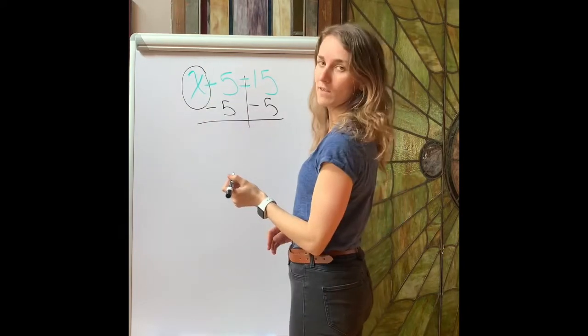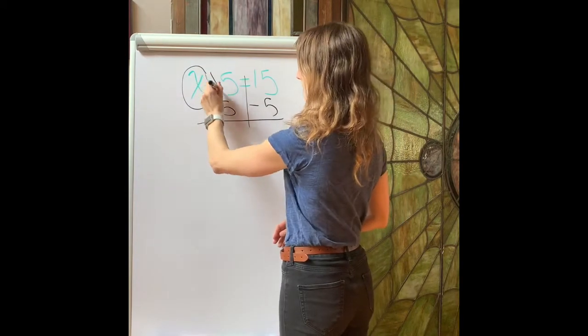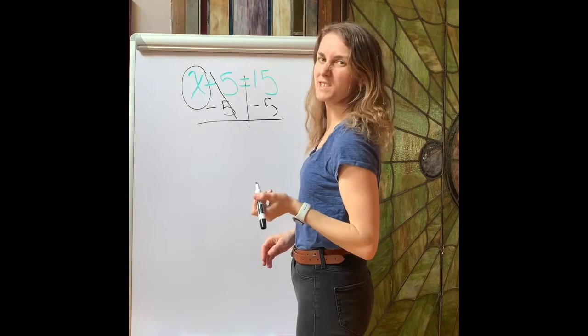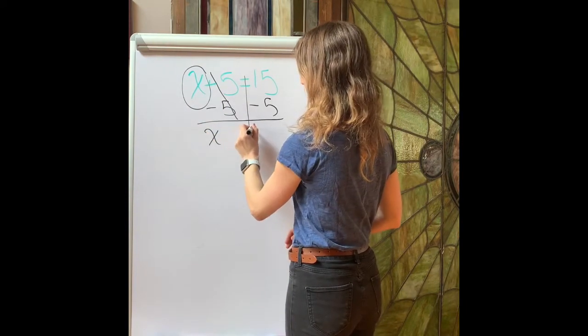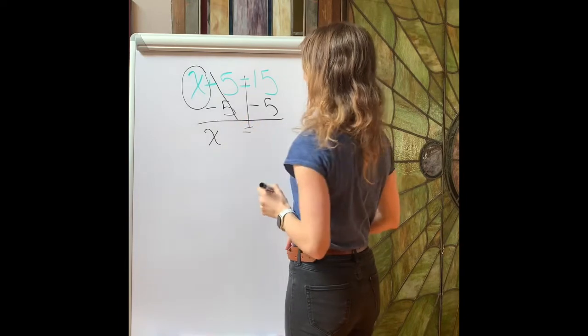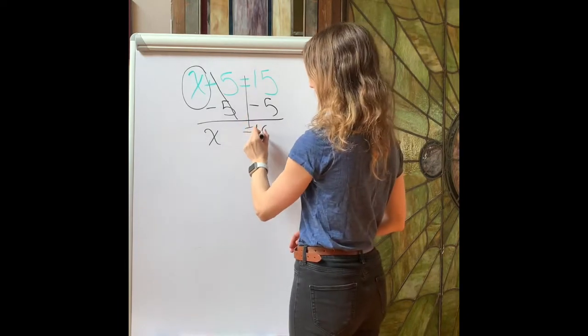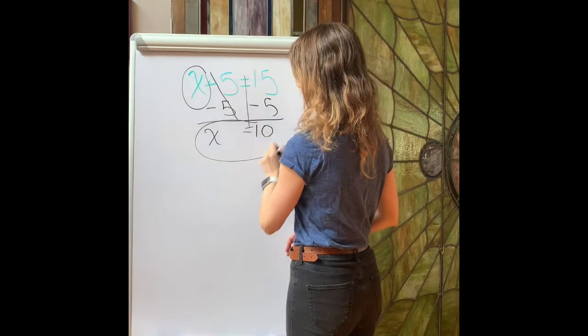5 take away 5 equals 0. So I'm just going to cross it out. X plus 0 is the same as saying x. Bring down my equal sign. 15 take away 5 is 10. X equals 10.